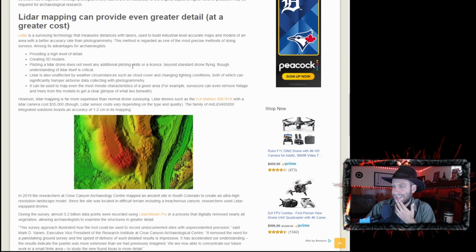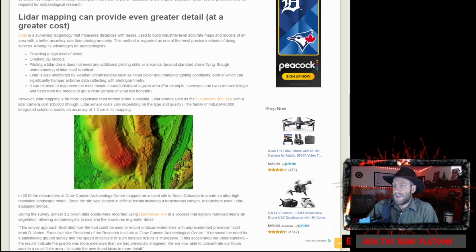And then finally, Lidar mapping, which looks a lot like the map that we were looking at from the first article that we looked at. You could see the topography and the elevation as it's rising up here. And in this one, it looks like the red is indicating some of the highest points, with the greens being the lower points. Lidar, in terms of its definition, is a surveying technology that measures distances using lasers.